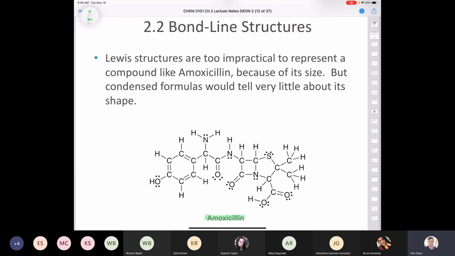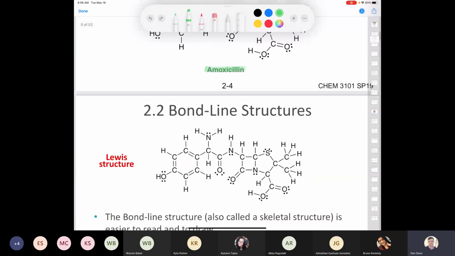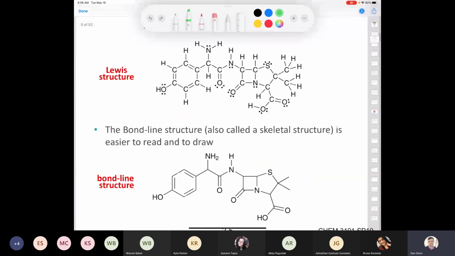Anyhow, so let's see here. If you have amoxicillin, it looks like this, big giant Lewis structure, and it would be really painful to try to draw this molecule in this way. The condensed formula, if we tried to use that, it wouldn't tell us anything about the shape of the molecule. It'd be hard to represent the rings that we have here inside the molecule. And so there's got to be a better way, and that is to use the bond line structure. So here is what the bond line structure looks like.